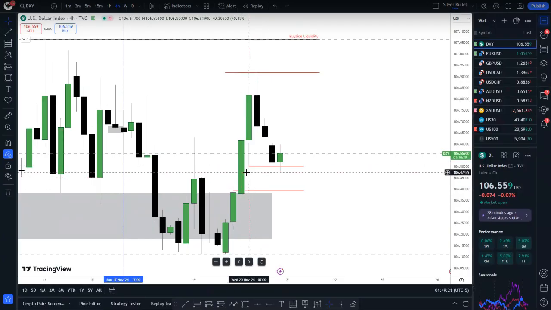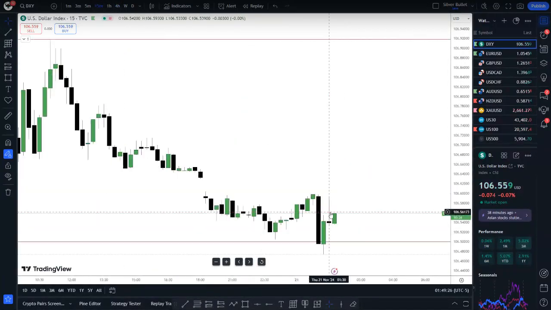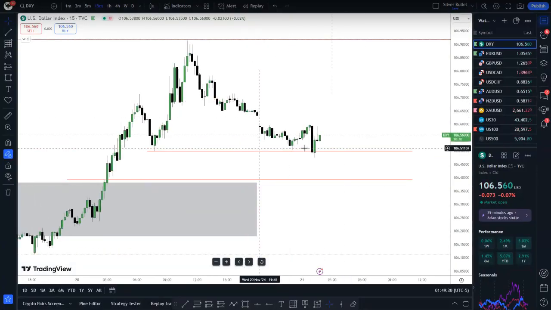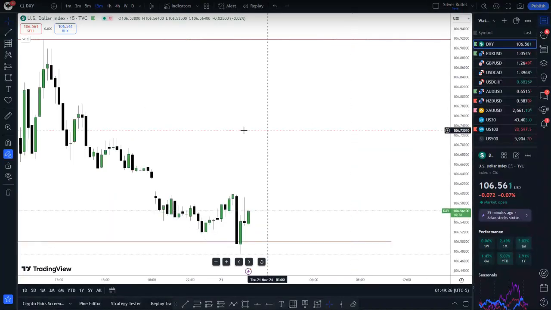Just counter our range, tag into it. 4 hour, move down to 15 minutes chart. If we have this here on DXY, which pair do we go long? We can go long Swiss franc, we can go long USD CAD, we can go short USD GBP. So what am I looking for here in this case?